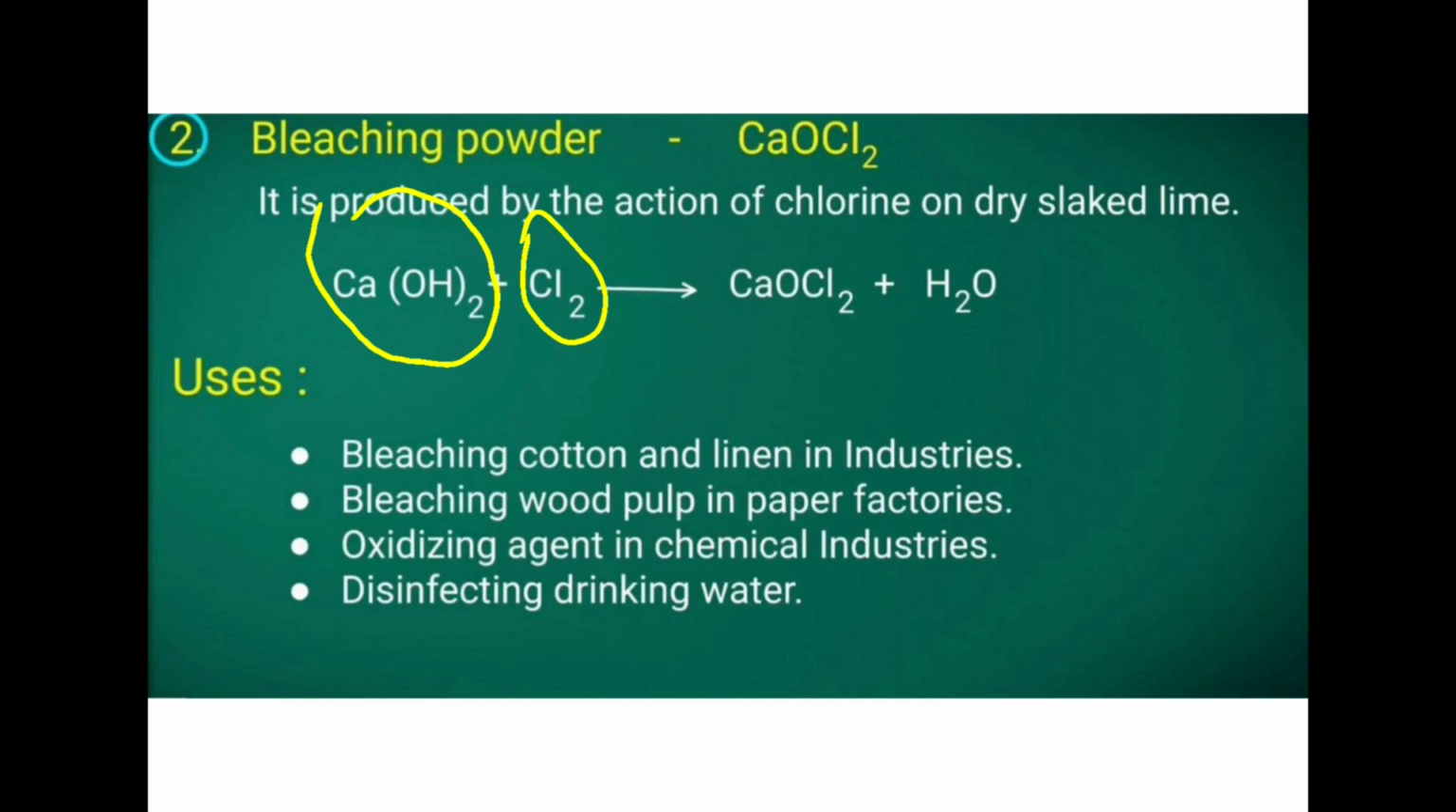So what are the uses of this bleaching powder? Bleaching powder helps in the bleaching of cotton and linen industries. In the cloth industries it will be helping. Then it helps in the bleaching of wood pulp in paper industries. Then it is also used as an oxidizing agent in chemical industries. Then it will be disinfecting drinking water. So the main points: bleaching powder disinfects drinking water, and it is an oxidizing agent in chemical industries. So these are the uses of bleaching powder, and it is formed with the help of slaked lime plus chlorine gas. Okay.